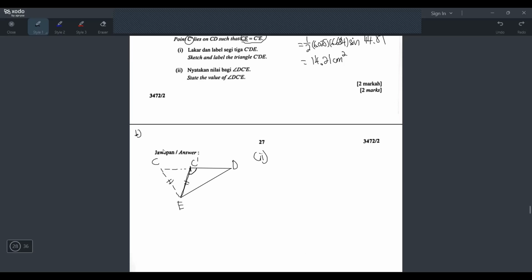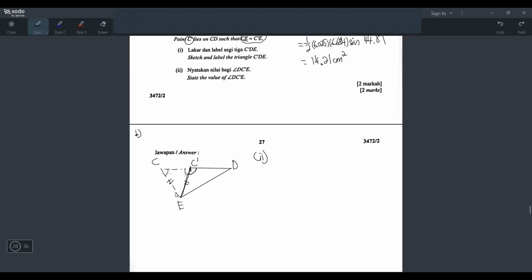Okay, how I know it is because this is an isosceles triangle. It means this angle and this angle mesti sama, and they both have to be less than 90. Because imagine if this angle is more than 90, more than 90, then when you add, it will be more than 180 already. And you haven't even added this angle, which doesn't make sense, right?